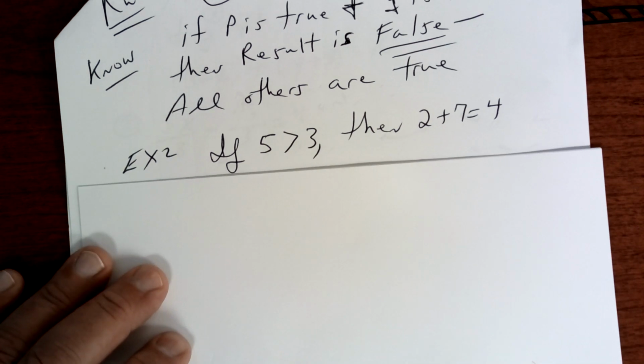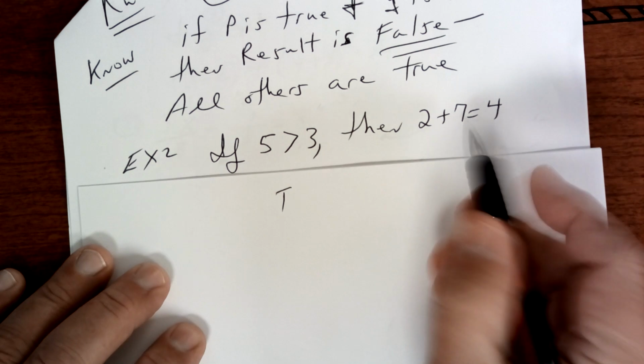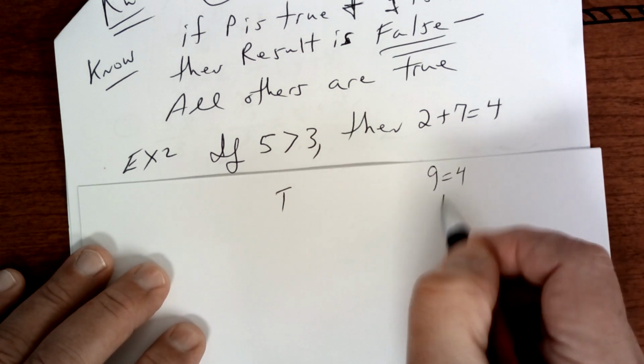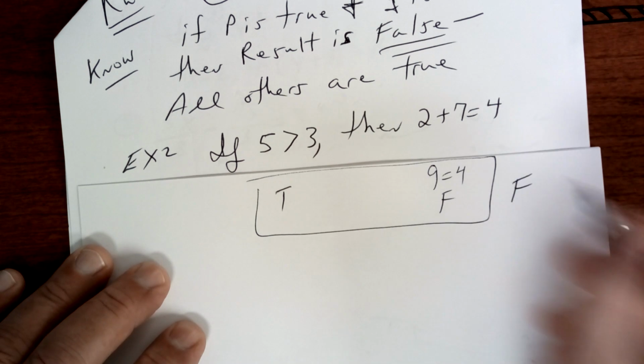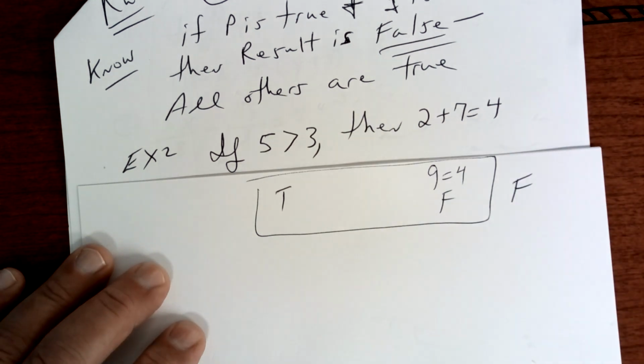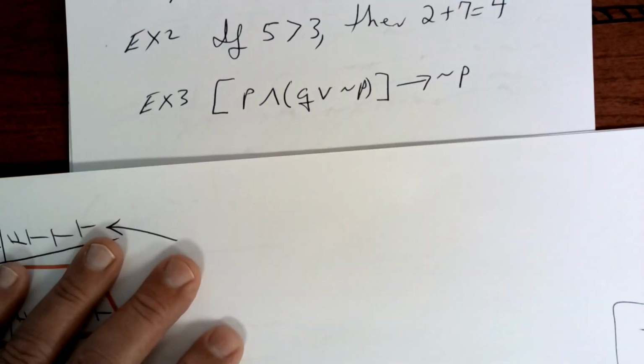So 5 is greater than 3, that's true, but 9 is not equal to 4, that's false. So this whole statement, the whole thing is false by that rule I just gave you. Copy this one down, and let's try this one.